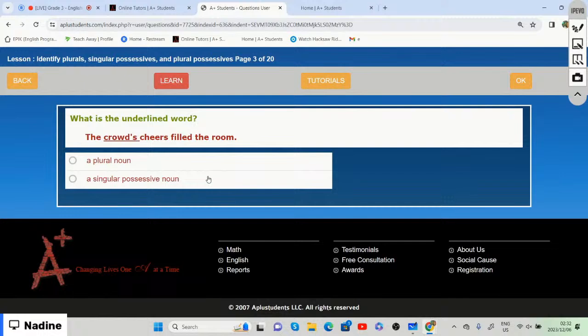And yes, it is a singular possessive noun. So singular possessive noun, not a plural noun. So the crowd's cheers filled the room, and we chose option two, which is a singular possessive noun.